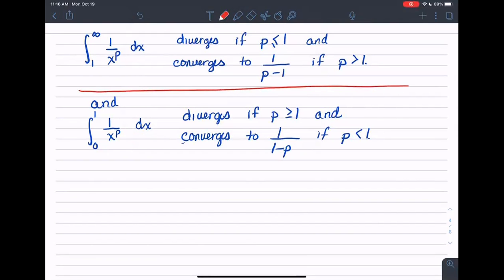So is that if p is less than or equal to 1 at the very, very top? At the very, very top, absolutely. All right, thank you. Yep.